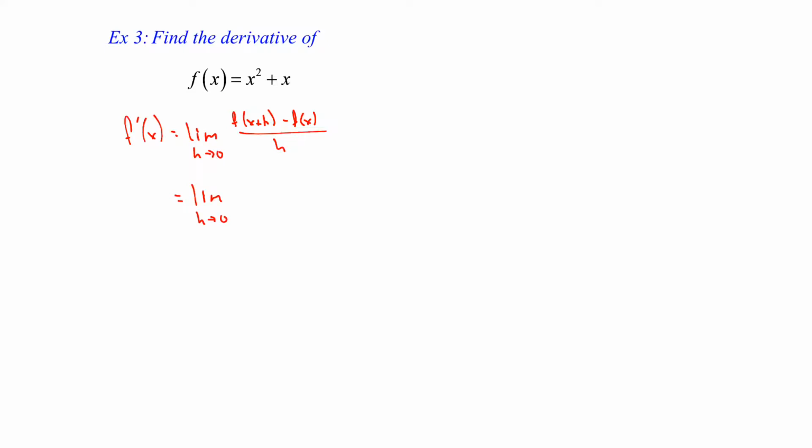Wherever there's an x, we're going to plug in x plus h. So that's here and here. So that'll be x plus h squared plus x plus h. So that's f of x plus h, and then minus the function x squared plus x. And then that's all divided by h. So the limit as h approaches 0, we're going to simplify this.